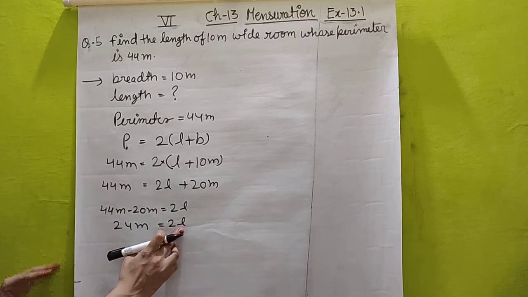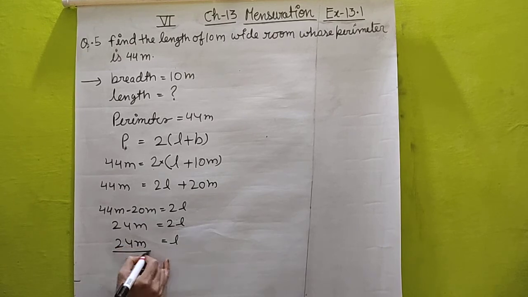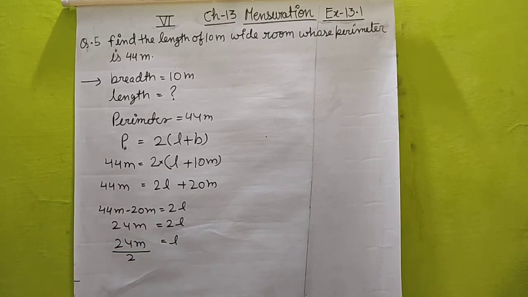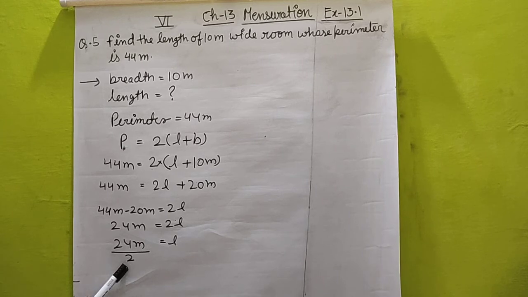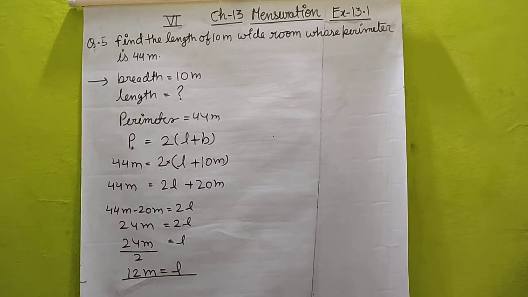Now the value of this length we are to find. So again we will move this 2 and it will come as a denominator, which means division. When you divide 24 by 2, you will get 12 meter is equal to the length. So students, the length of this room will be 12 meter and the breadth is given as 10 meter.